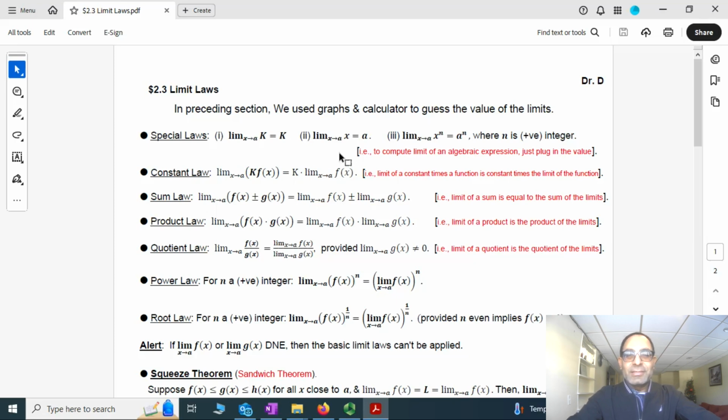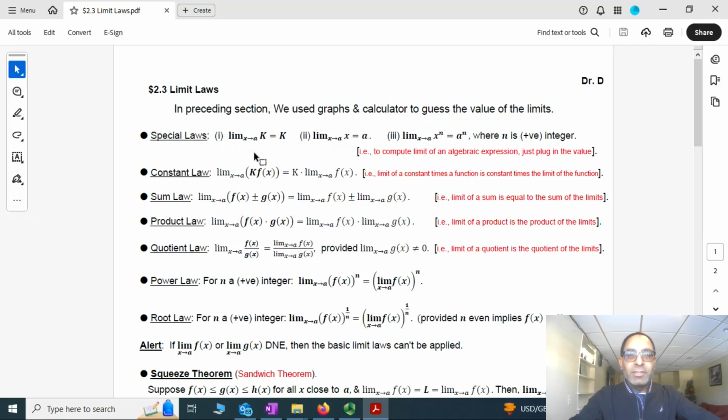In the preceding sections we used graphs and calculators to guess the limit of a function, and here we use some basic laws to compute the limits of functions. So let me start. Here k represents a constant.